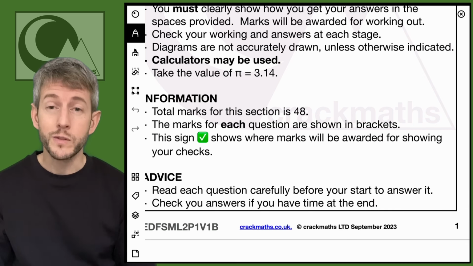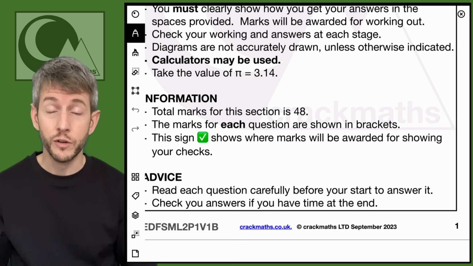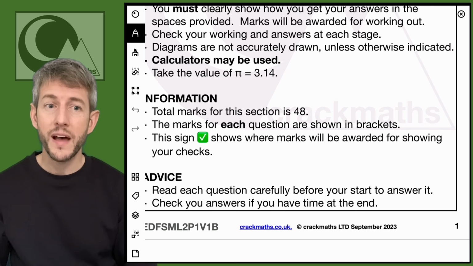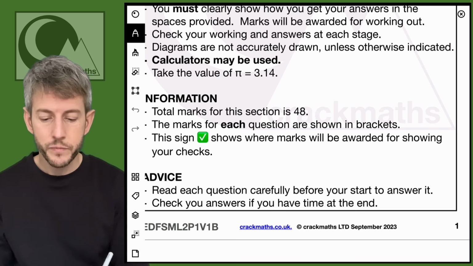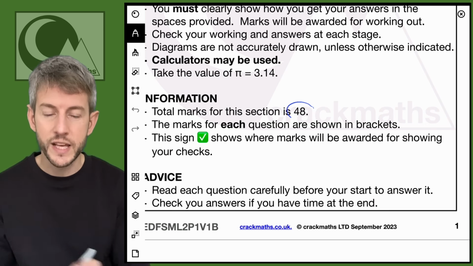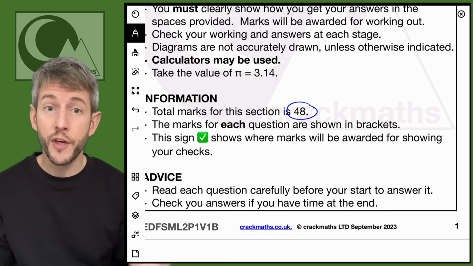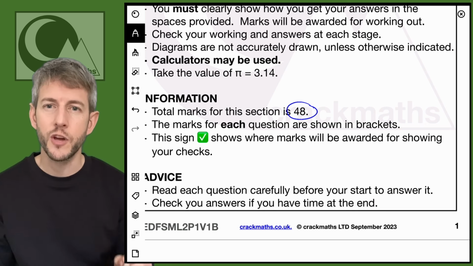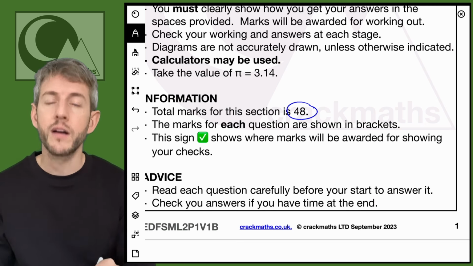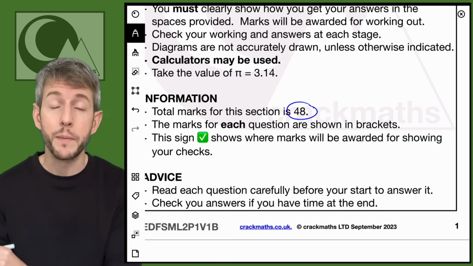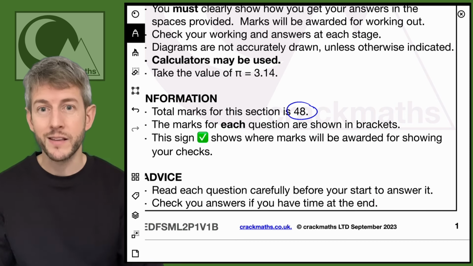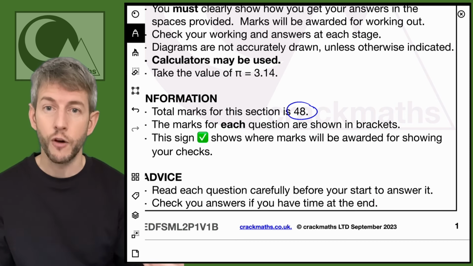In functional skills, in order to pass the paper, you need to get 36 marks out of 64, and that's spread across the two papers. So this paper is 48 marks, and the non-calculator section makes up 16 marks. So out of this 48 marks and the 16 marks from the other paper, if you want to get a pass, you will need to get 36 of those marks.